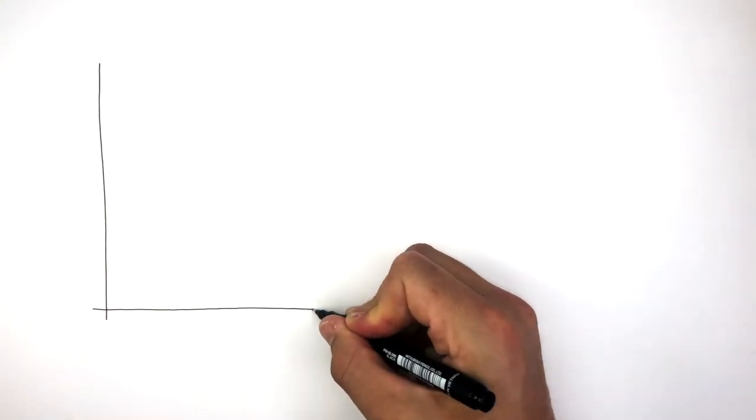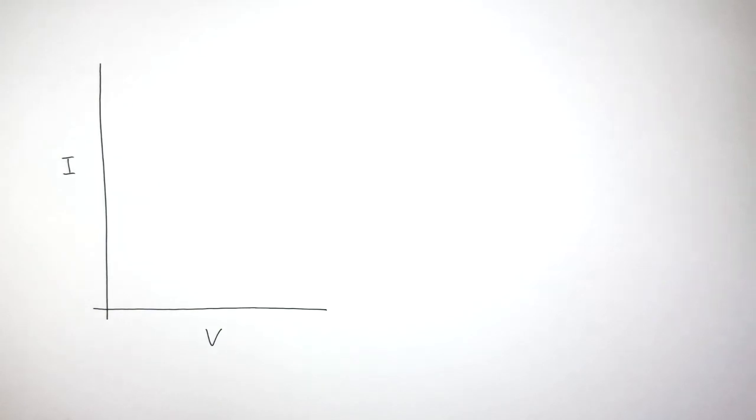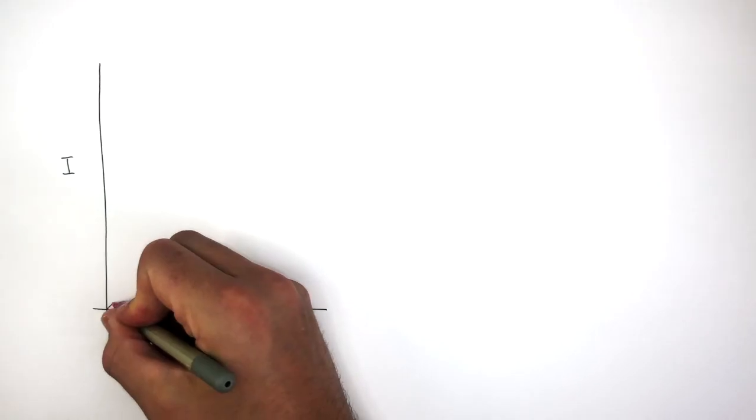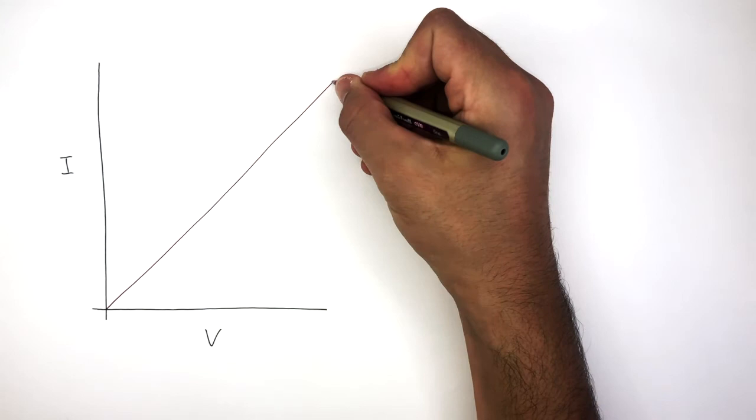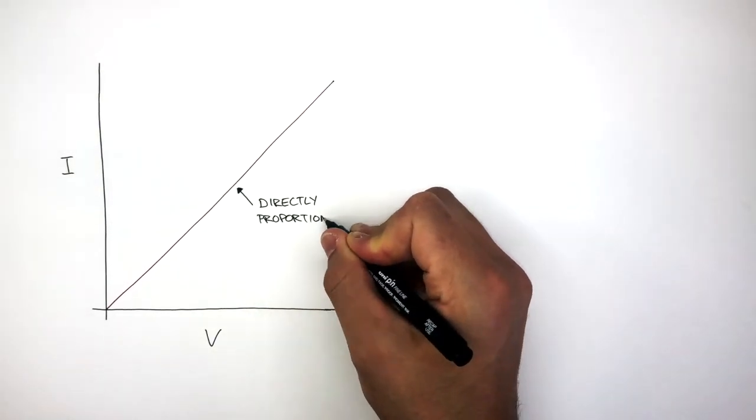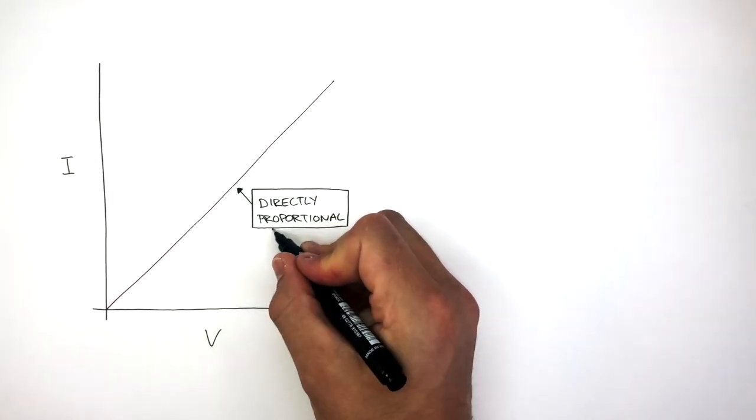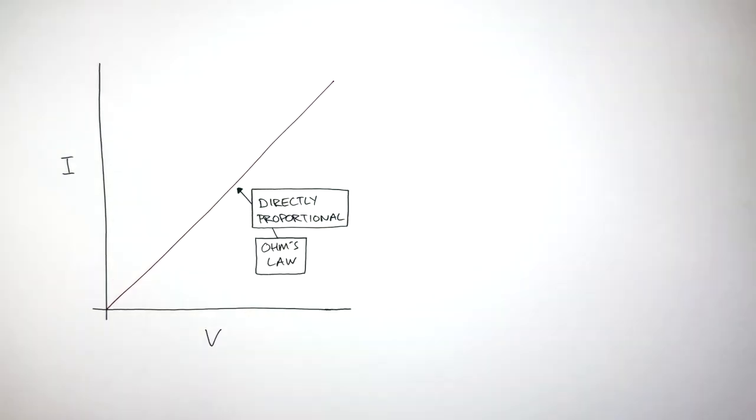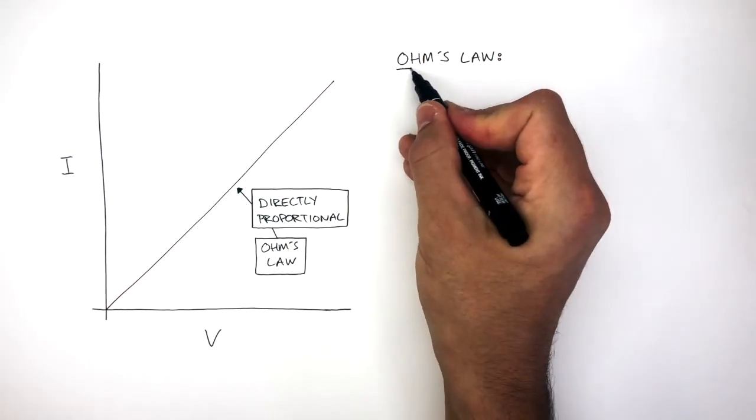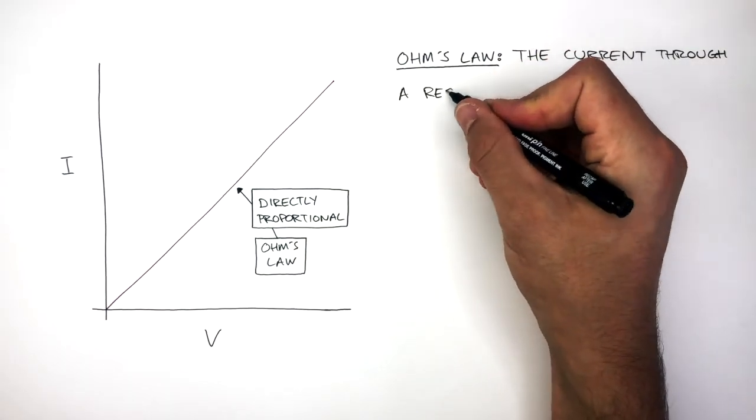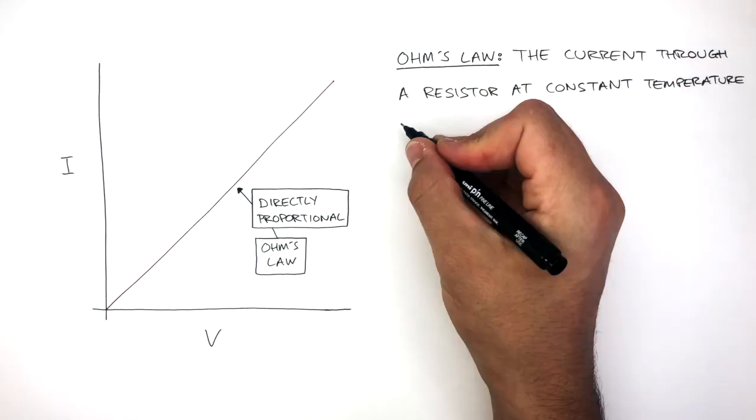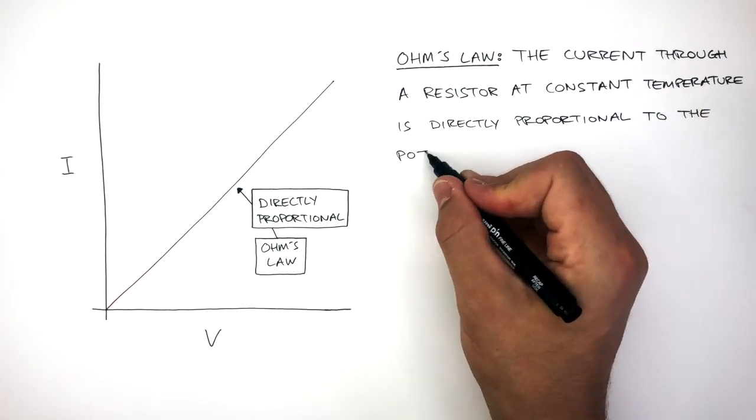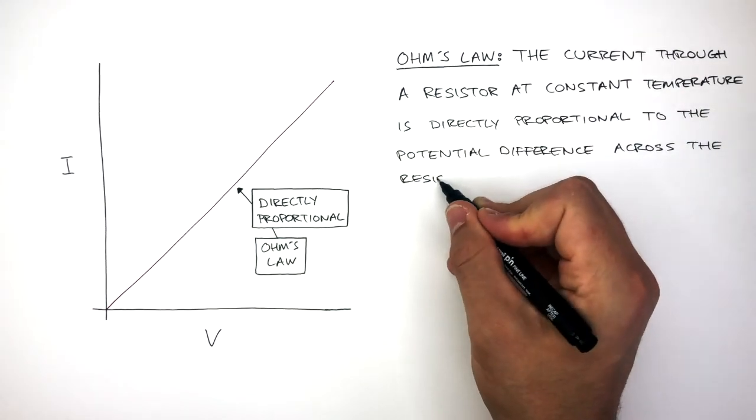Here I'm drawing a graph which is a current potential difference graph, and the data shows how the current is directly proportional to the potential difference. Straight away, we know this shows Ohm's law. Ohm's law can be defined as the current through a resistor at a constant temperature is directly proportional to the potential difference across the resistor.